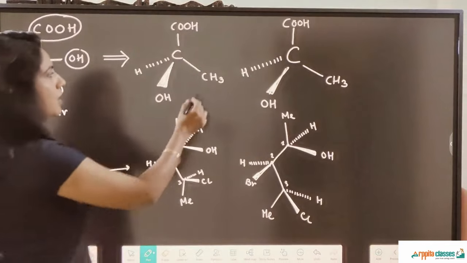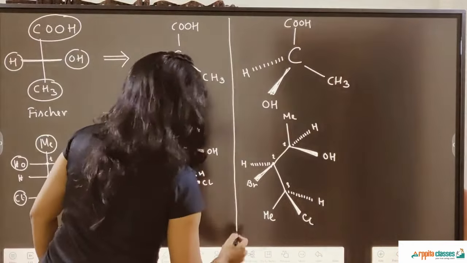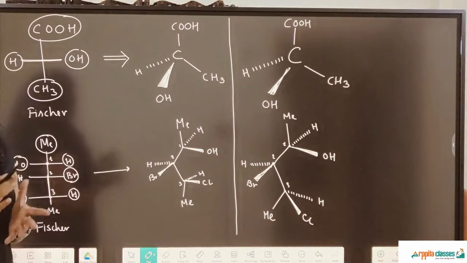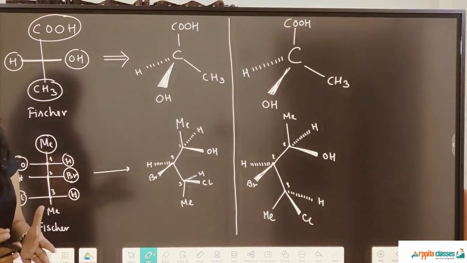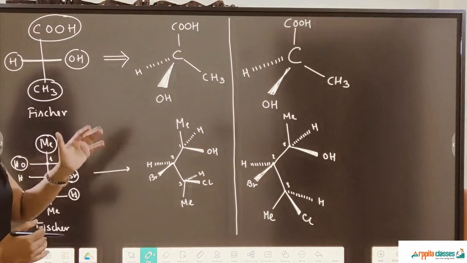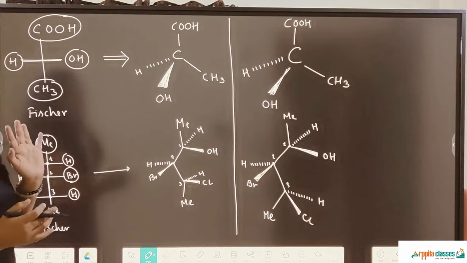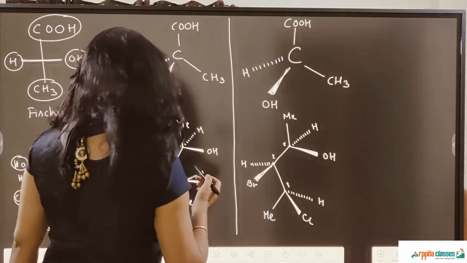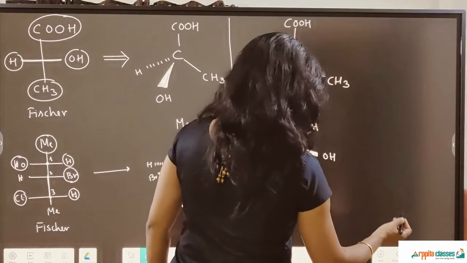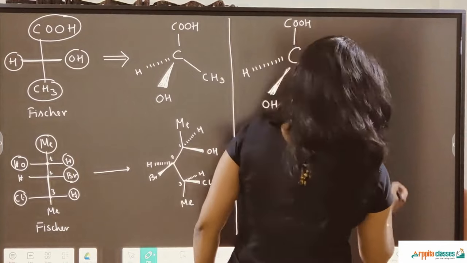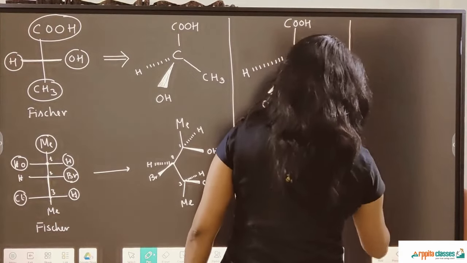Here already it was drawn. I showed you again. So this is how we can represent an organic molecule by Fischer projection formula or by the wedge formula. I hope you understood. I can show you one more, suppose I'll show you one more.